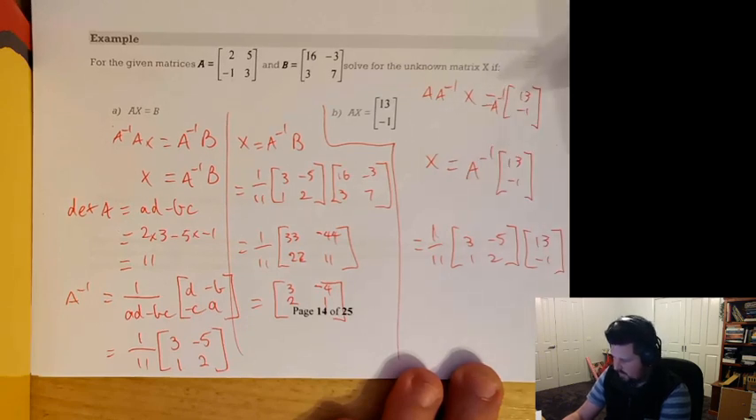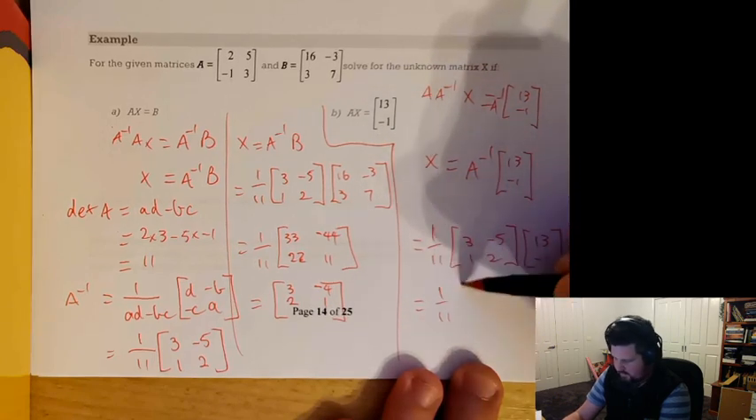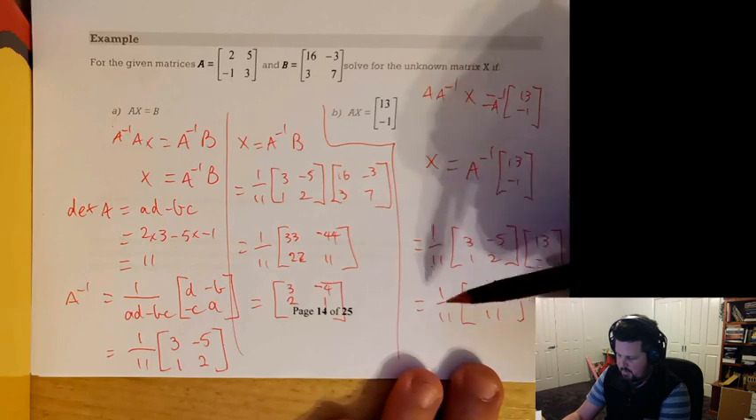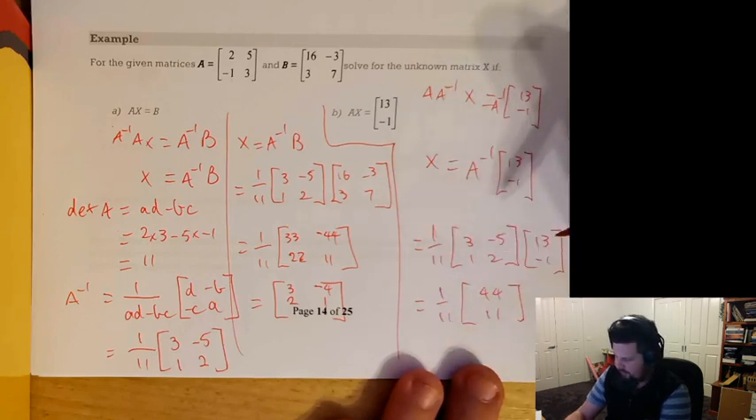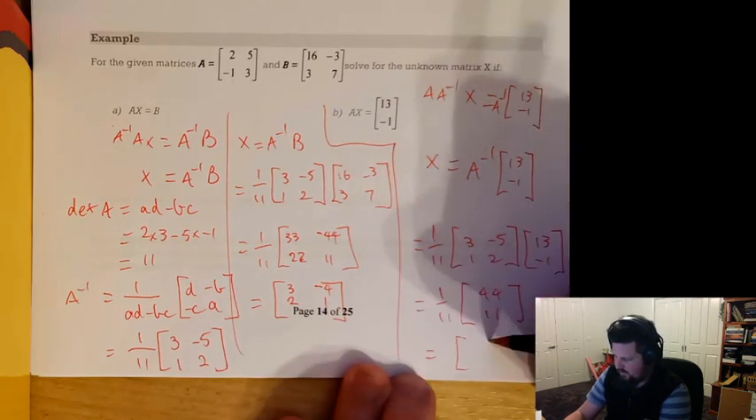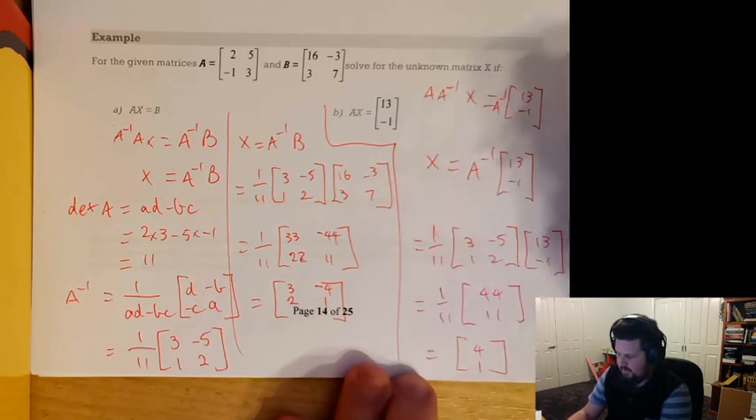We can multiply these two matrices together. It comes out to being 44 and 11. Again, as we said, multiplying by 1 over 11 is the same as dividing by 11. 44 divided by 11 is 4, 11 divided by 11 is 1. We have found out what X is equal to.